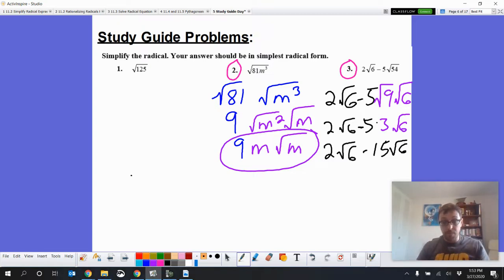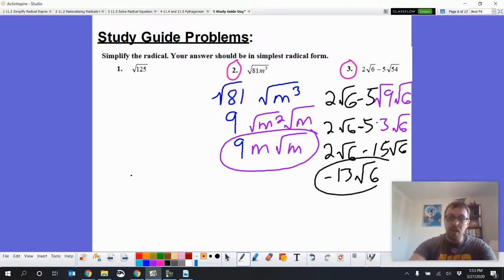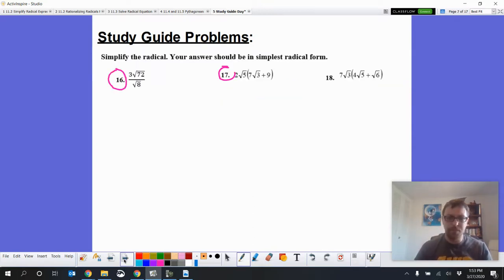Now that those radicals match, the numbers inside of the radicals, we can combine those two things. Those are like terms. So we've got 2 minus 15, we get -13 square roots of 6. And we can only do that because they're both square roots of 6. If it had been a square root of 6 and a square root of 8, we would not have been able to combine them. Well, now that I say that, that square root of 8 thing, that could be simplified, but still, it wouldn't work. All right, next.